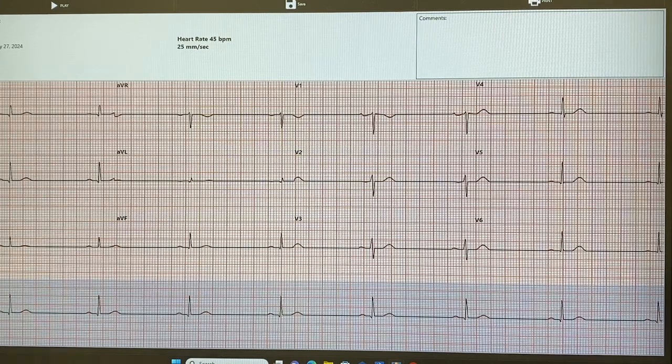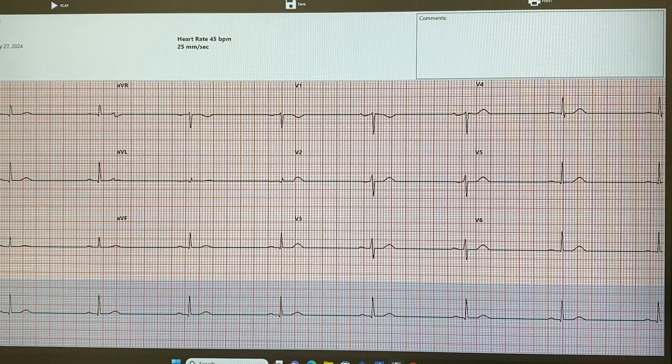So what do we look at next, Jessica? The P wave. Are the P waves normal? They're normal looking. They're not upside down, they're not pointy. Okay, so they're pretty normal looking. So what's next?